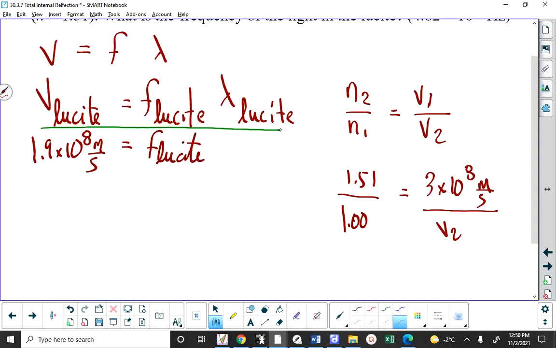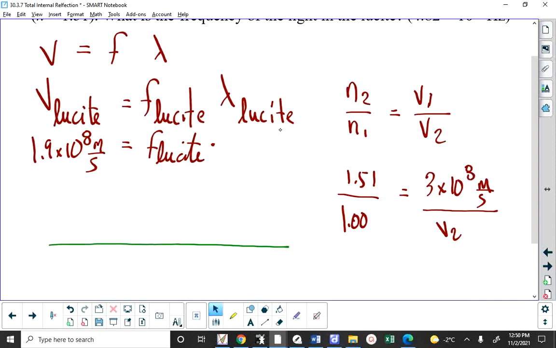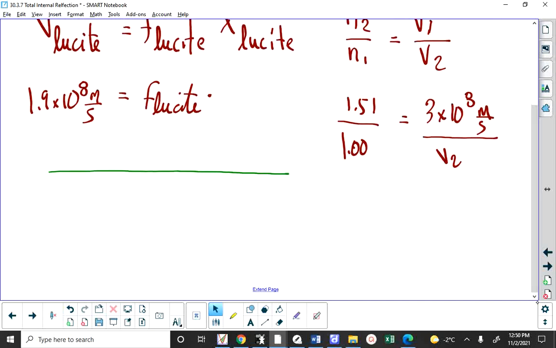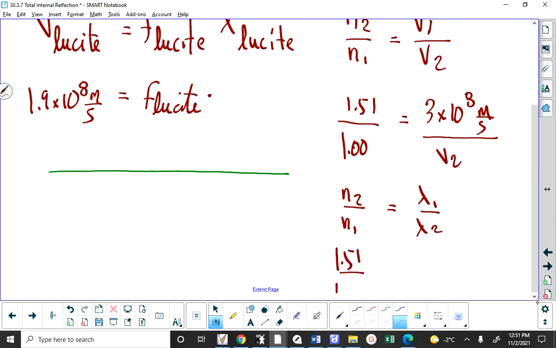So where I'm at in my logic now is, well, what do I put for the wavelength of the lucite? And it almost looks like I've drawn a fraction there. I didn't mean to imply that. I was just underlining it. So we need to find the wavelength in the lucite. Okay. Well, we can use n2 over n1 equals lambda 1 over lambda 2. So I can write 1.51 over 1.00 equals 6.22 times 10 to the negative 7.